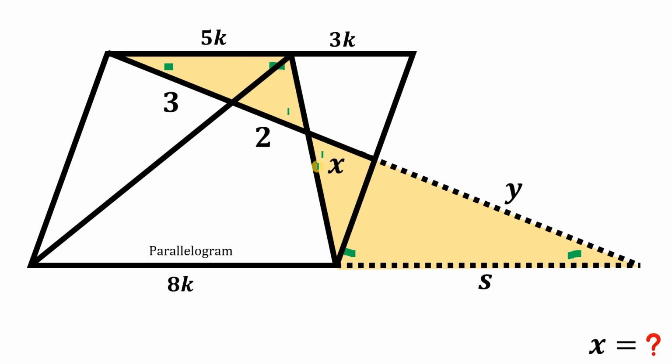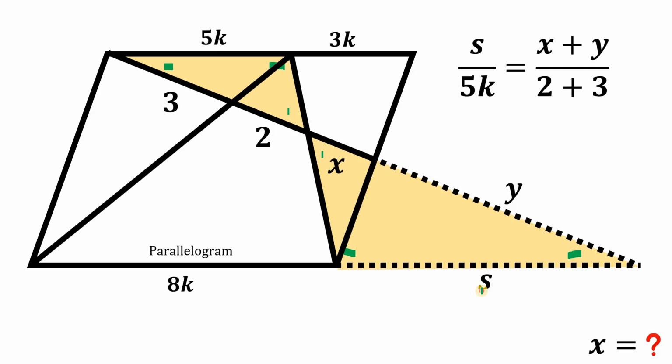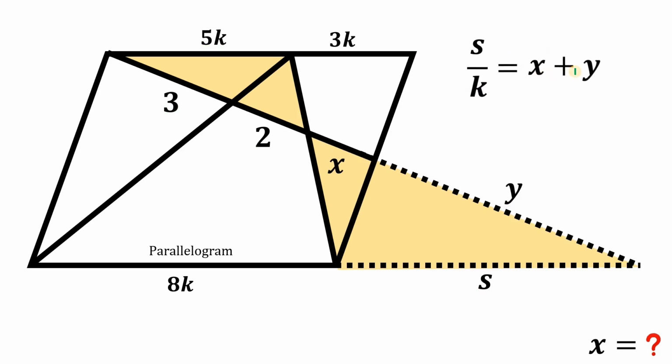Now, since they are similar, we can use the ratio of their corresponding sides. So we have s over 5k equal to the ratio of x plus y over 2 plus 3. Now let's simplify. 2 plus 3 is 5 for sure. Multiply 5 on both sides. We have s over k equals x plus y. Multiply by k on both sides. We get that s equals k multiplied by x plus y. So we can replace this s with k times x plus y.